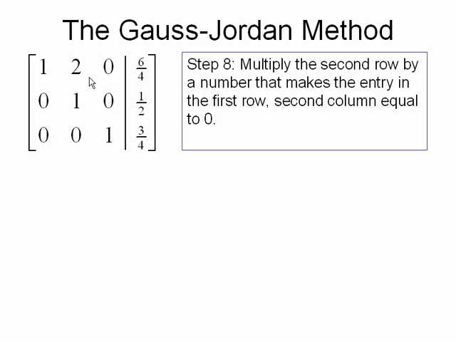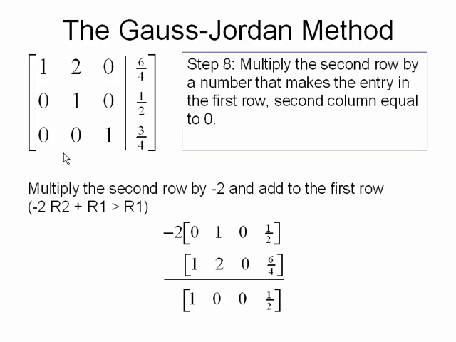So that means in our next step, the 2 that you see here, that also has to become a 0. So to do that, let's multiply the second row by negative 2 and add it to the first row. So there's negative 2 times the second row. We're going to add that to the first row. So negative 2 times 0 plus 1 is 1. Negative 2 times 1 plus 2 is 0. Negative 2 times 0 plus 0 is 0. And now negative 2 times 1/2 plus 6/4, that gives me 1/2. And I put that in the first row.